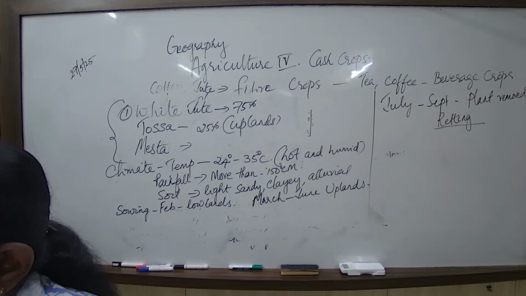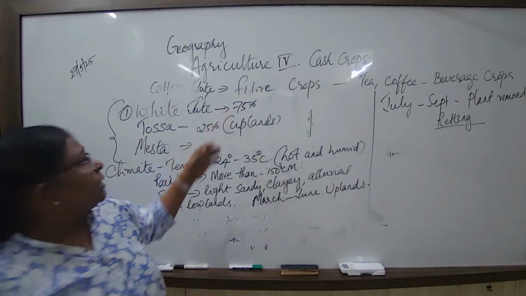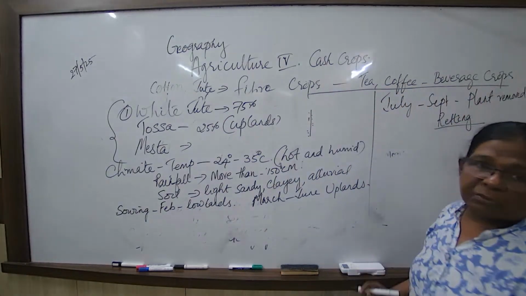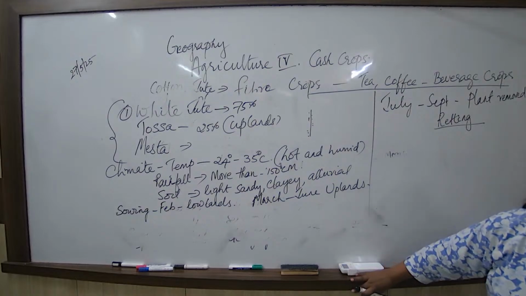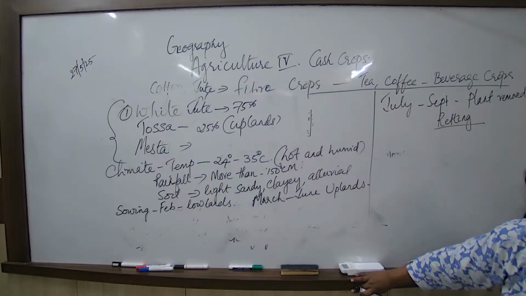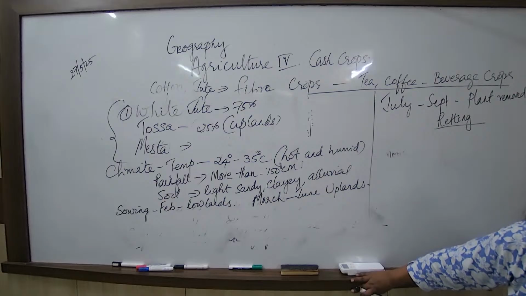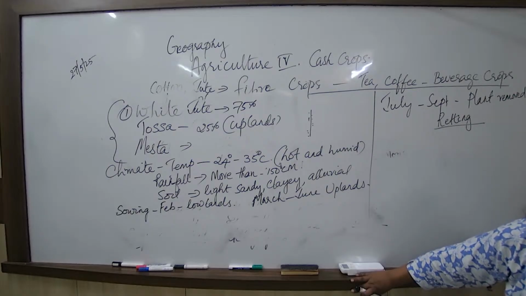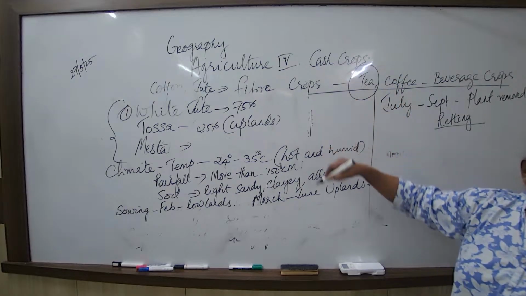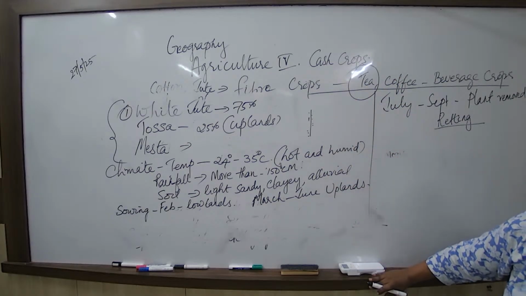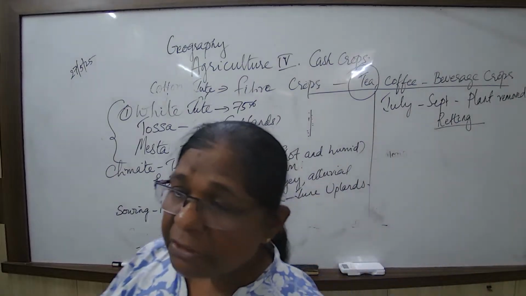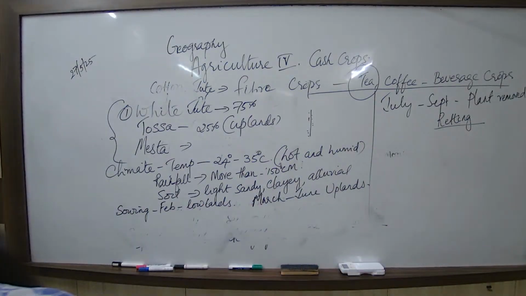Now we are going to see the beverage crops. Two important beverage crops are included, and India is famous for both. From the British time onwards, India is a major exporter of tea. So it is believed that they introduced it on a large scale.